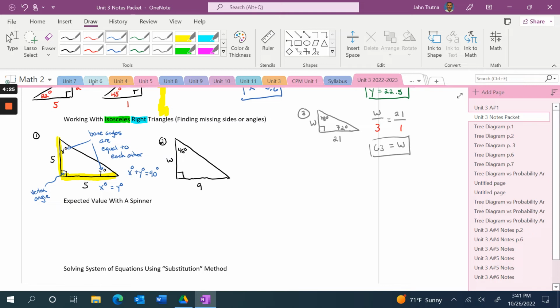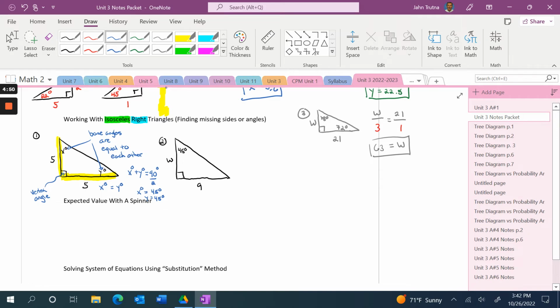So if x is equal to y and x plus y is equal to 90, all I have to do is divide the 90 by 2, and that is 45 degrees. That is what x is, and that is what y is going to be equal to. So that's how you would go about solving number 1. Let's go to number 2, where we are finding the value of w.